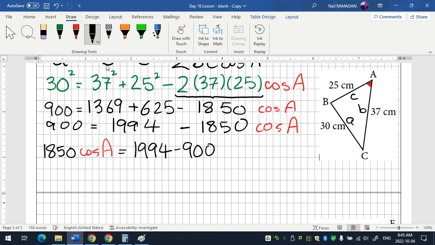What's my next one? 1850. I apologize for the tight space. This is always the longest kind of problem. What's 1994 minus 900? Well, I know 1994 minus 1,000 is 994. Okay, add 100. So what do you get? 1,094. Oh, no red. 1,094.